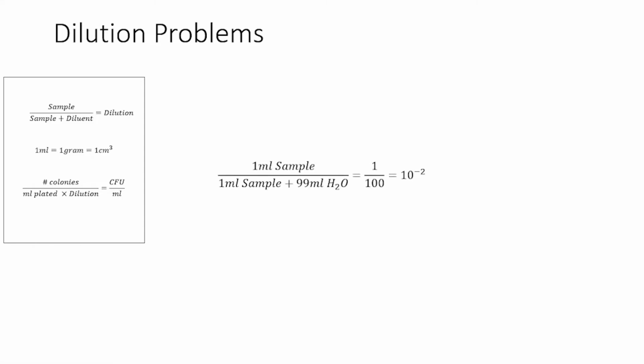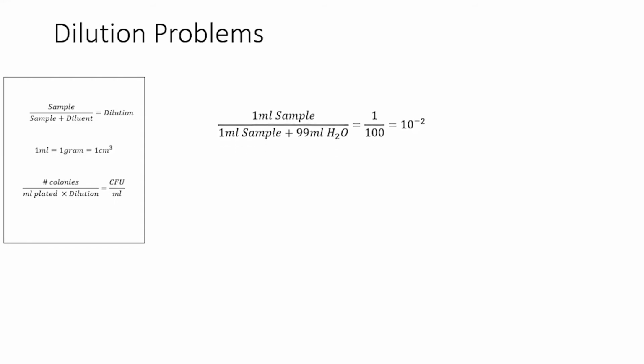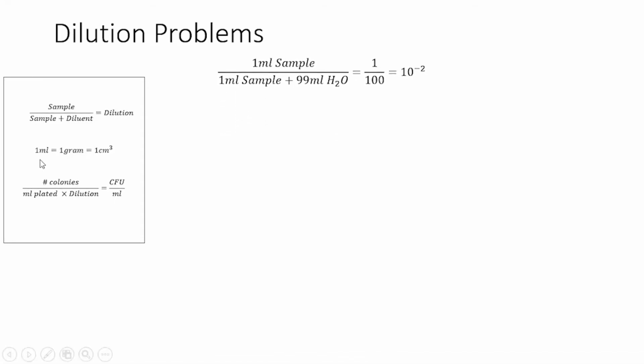So let's take our first one. We'll say we're going to take 1 mil sample. We're going to put it in 99 mils of water. I always label everything because it helps me keep track in my head. I forget, so I highly recommend you guys do this as well. So I got 1 mil of my sample. I'm going to put it in 99 mils of water.